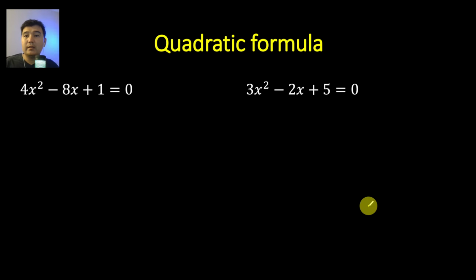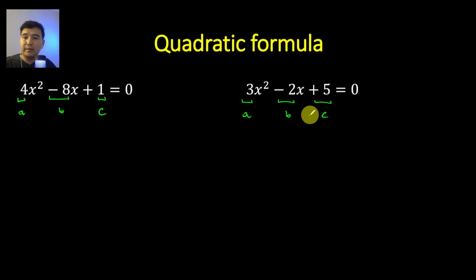So the last thing, if you are completely stuck, you need to use the quadratic formula, and the quadratic formula is just a direct formula to solve any quadratic equation, right? You just need to identify the coefficients. So in the first one, let's try to identify them. The coefficient a is 4, coefficient b is -8, and coefficient c is 1. And for this one, this is coefficient a, so this is b and c.